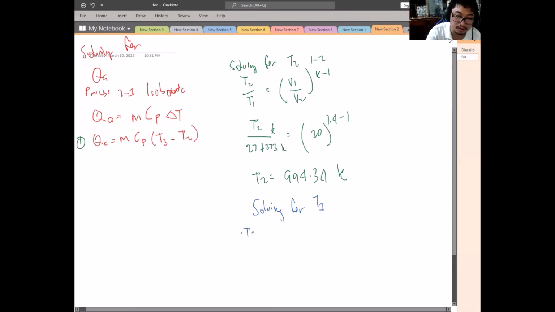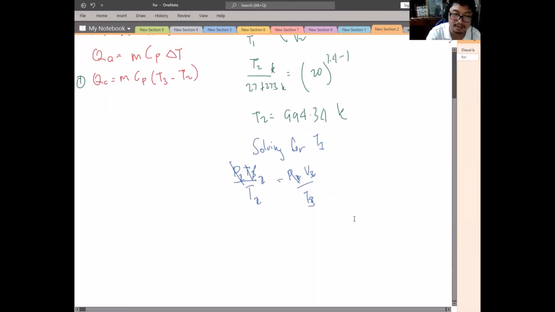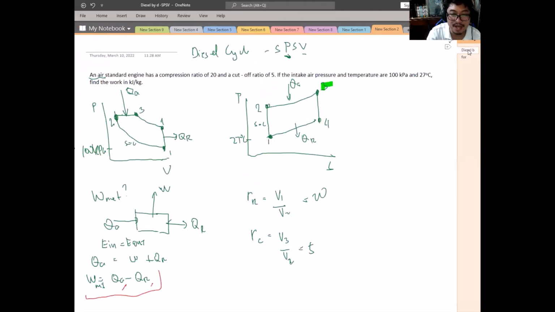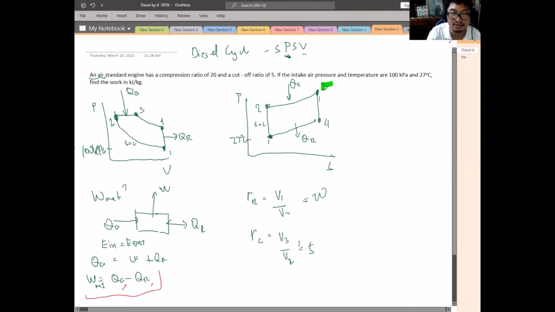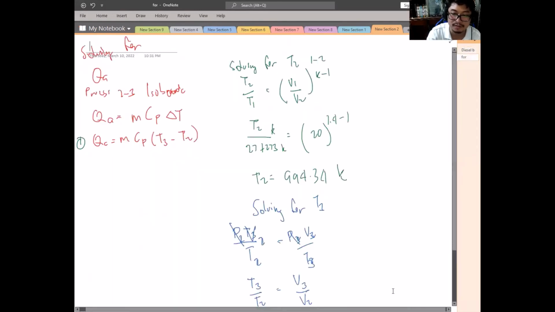Using the basic combined gas law, P1 V1 over T1 equals P2 V2 over T2, since we are going from 2 to 3. Constant pressure, so we cancel P from the combined gas law. Then T3 over T2 equals V3 over V2. V3 and V2 were given, that is your cutoff ratio, V3 over V2, equal to 5.